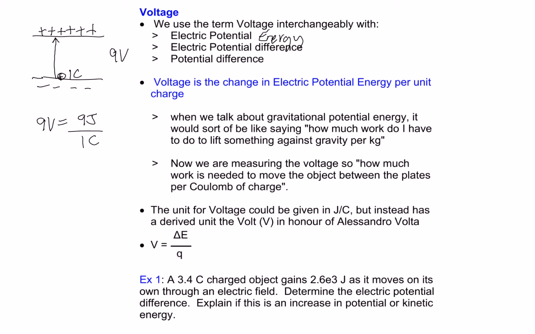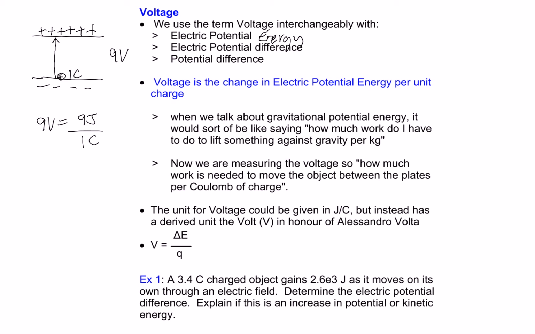It's just like saying, in terms of gravity, how much work or energy would I have to do to lift something against gravity per kilogram. So if we're lifting up a 1 kilogram object, we'd say we'd have to do 10 joules per 1 kilogram to lift it up. Voltage works the same, except it's going to be how much energy per coulomb instead of per kilogram.